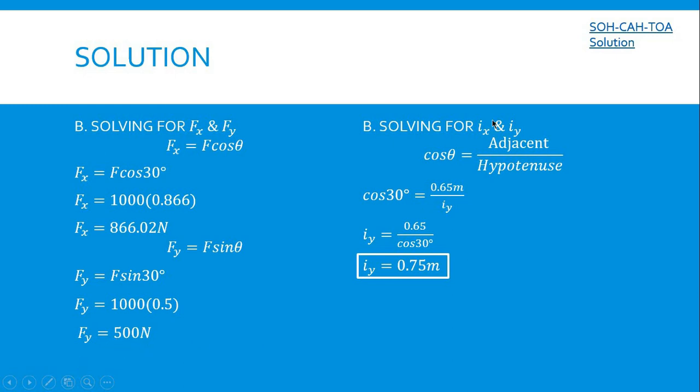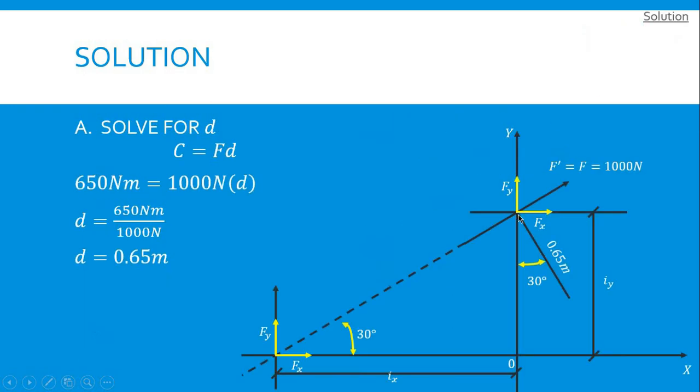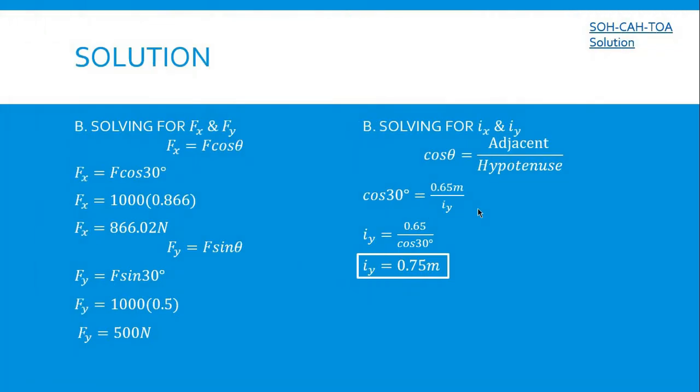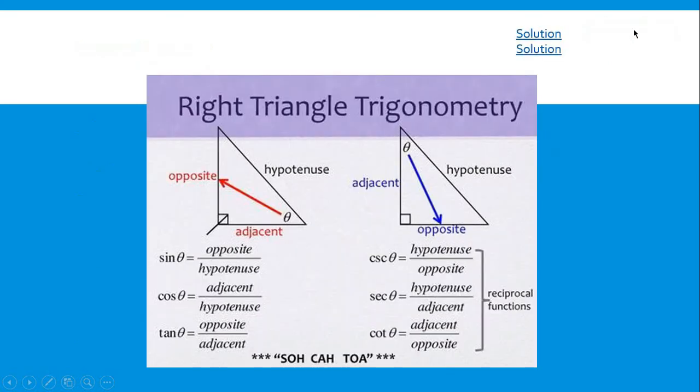Now, we will use the principle SOHCAHTOA. So, cosine theta is equal to adjacent over hypotenuse. Since the illustration of the angle is here, it's like this. The angle 30 degrees is in this side and not in this side. Therefore, we will use this formula. This will be the equation that we are going to use.